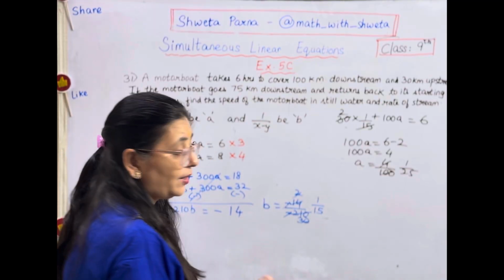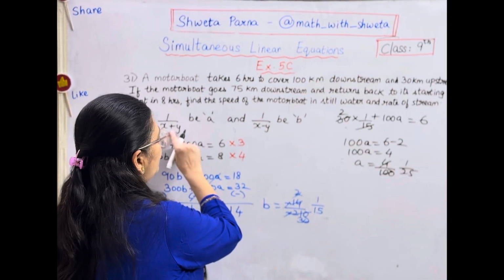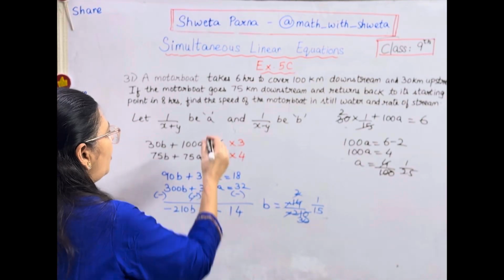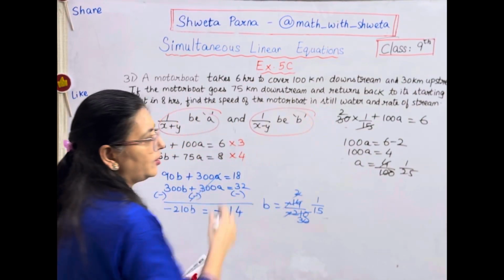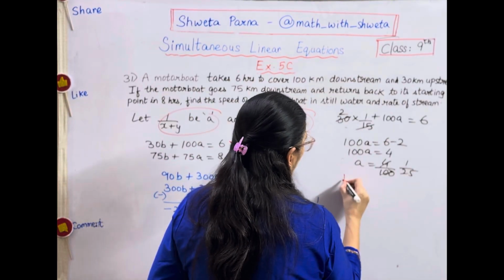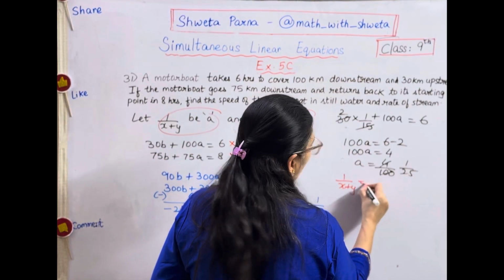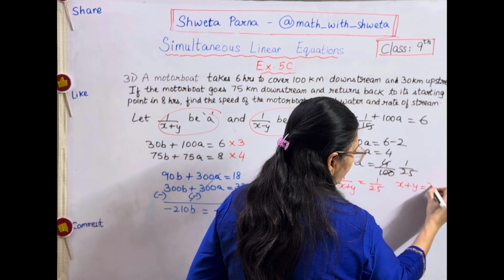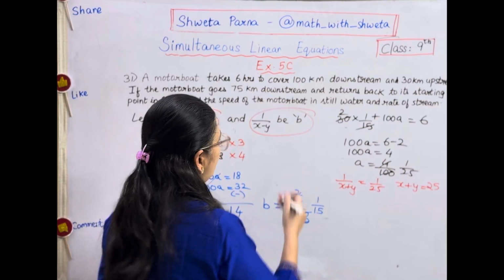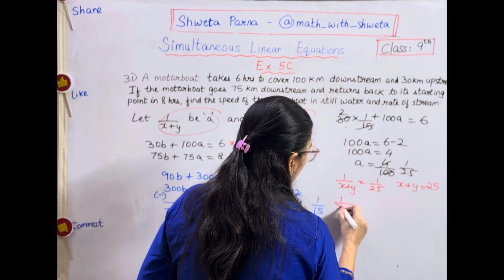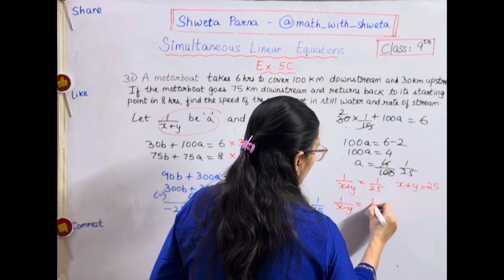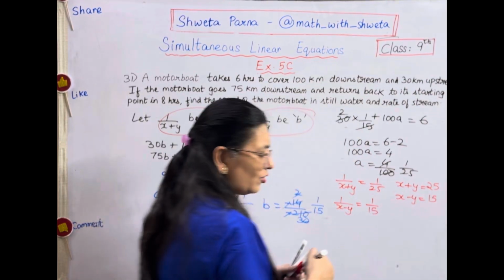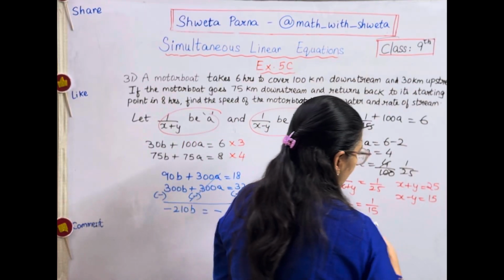Okay. Now, is this the answer? No. We'll have to re-substitute over here because we have to find the value of x and y. Okay. So, 1 upon x plus y is equal to 1 upon 25. So, we say that x plus y is equal to 25. Same way, 1 upon x minus y is equal to 1 upon 15. So, x minus y is equal to 15. Solve these two equations, you will get the answer.